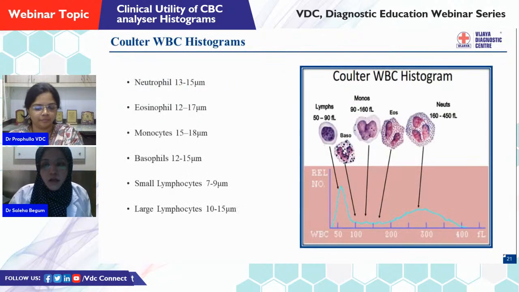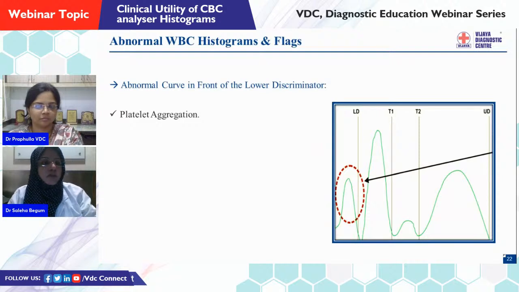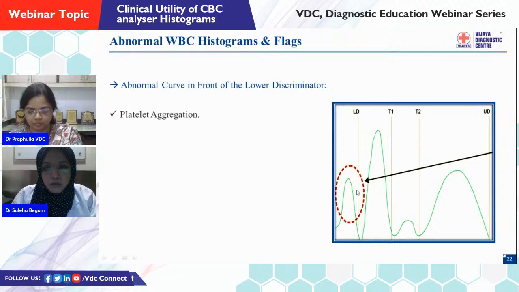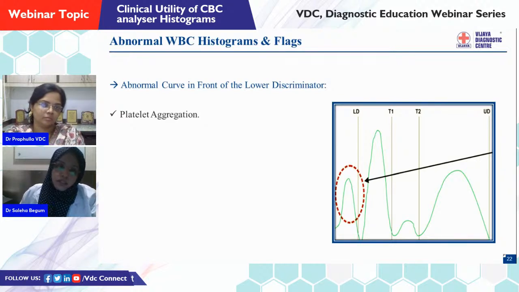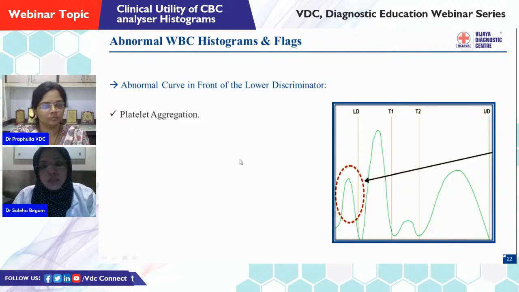Having understood the normal distribution of cells in a WBC histogram, let us see the variations from the normal. Here you can make out an extra peak just before the lower discriminator, meaning that there is some population inside the patient's blood which is smaller than a small lymphocyte. So what could that be? Usually in cases of platelet aggregation, we see such an abnormal extra peak in front of the lower discriminator.